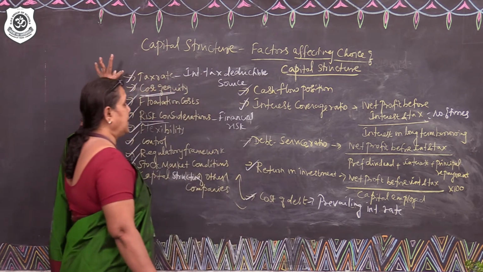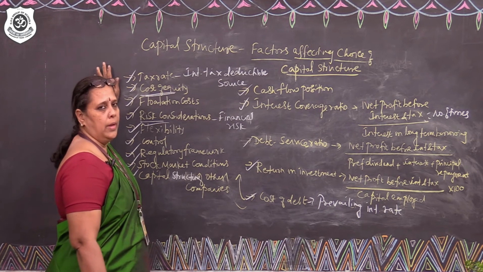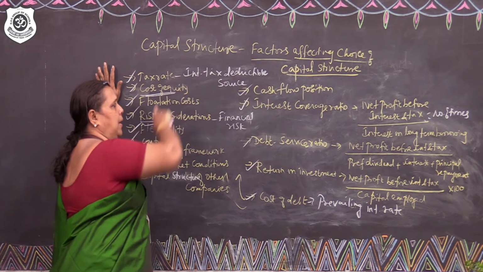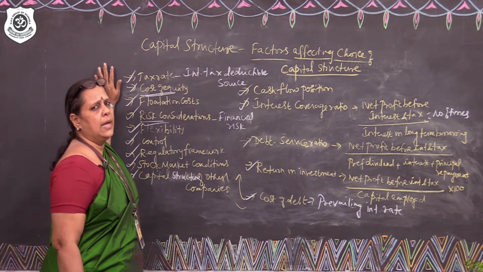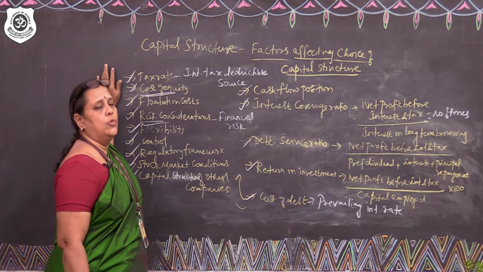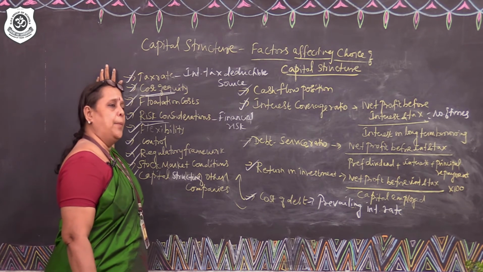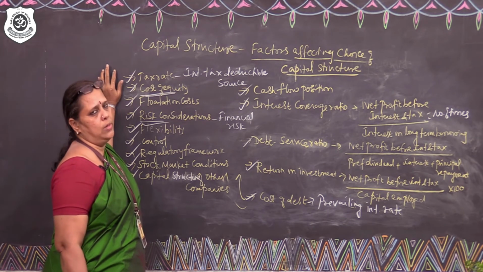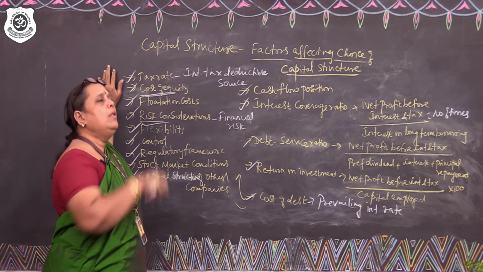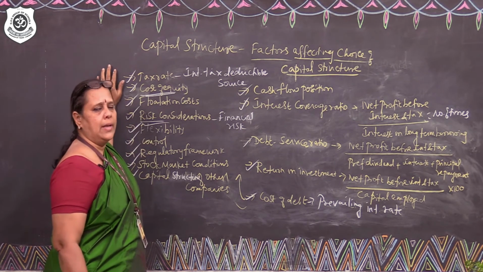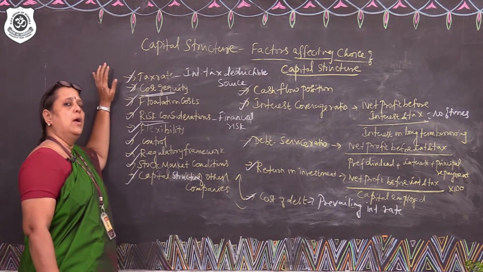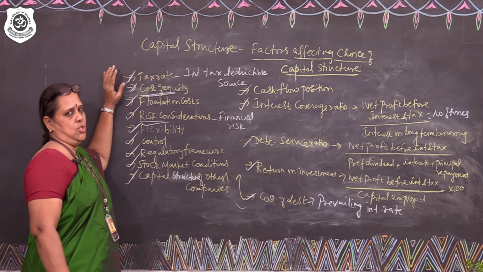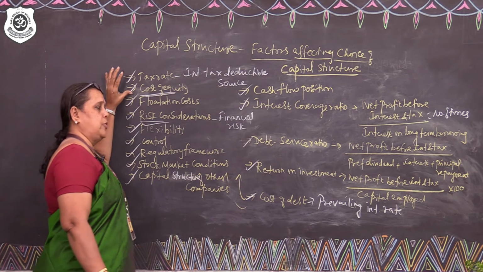Now, the prevailing tax rate. Any expense or interest payable is a tax deductible item. So, the company has to deduct tax and pay only the balance to the debenture holders or to the lenders. So, if the prevailing tax rate is high, the company can employ more debt because the company will have more tax concessions.